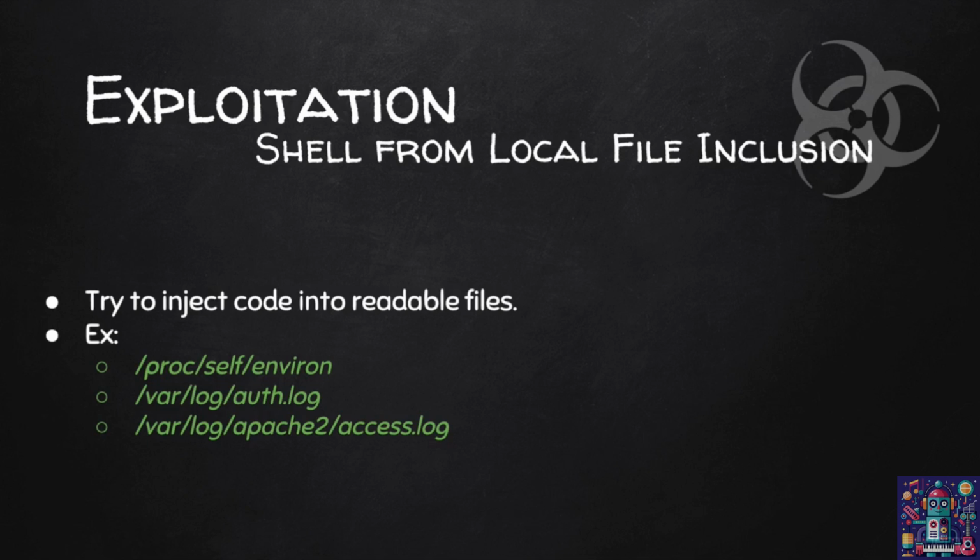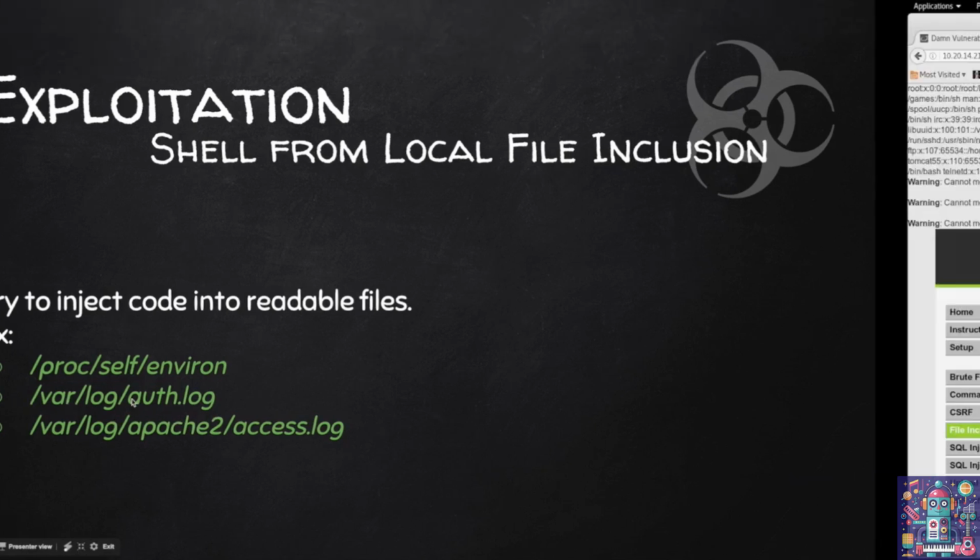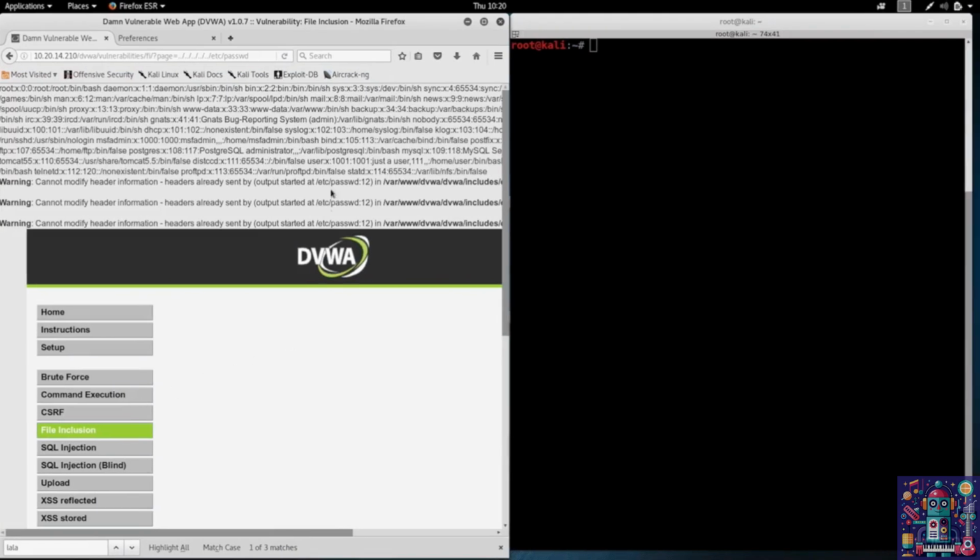For example, if the log files that you're reading or interacting with are mail log files, then maybe you can send an email with a code and then it'll show up in the log file. In our example, we're going to be using /var/log/auth.log, and this file contains all the login attempts to the target server. So let's do it and you'll have a better understanding.